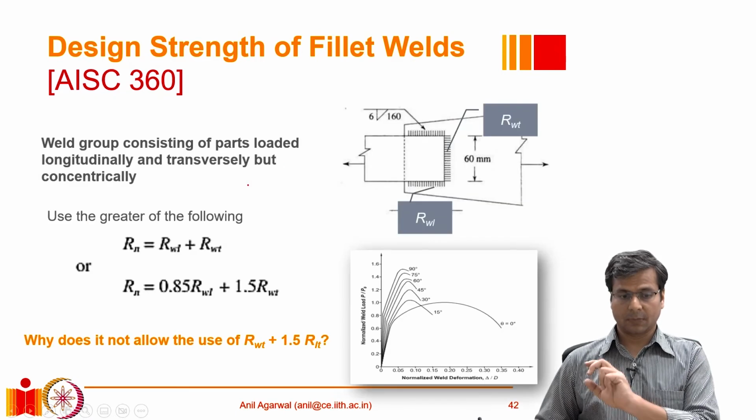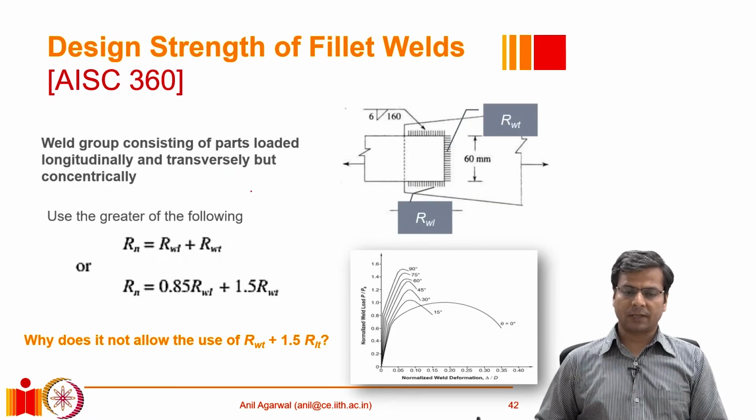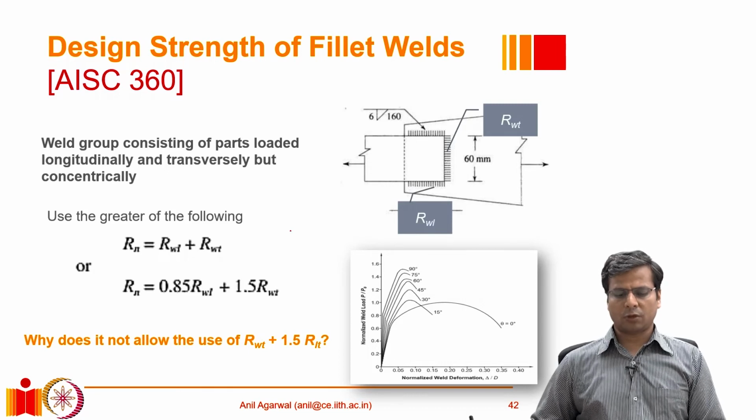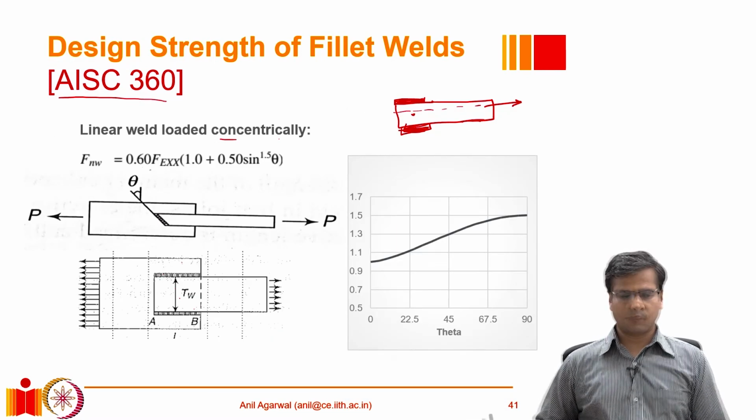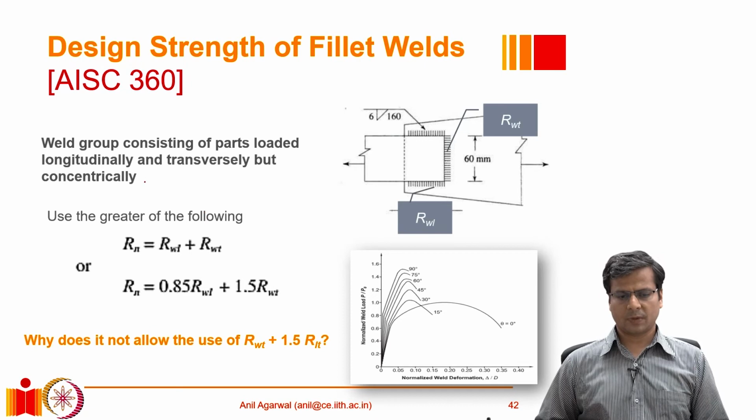However, there could be another situation. Unlike the previous case, where these welds were placed symmetrically and both of them were longitudinal welds, so they were linear welds loaded concentrically, here it is a combination of longitudinal and transverse. If we have such a situation, then we cannot use this equation. In such a situation, a portion of the weld is longitudinal and a portion of the weld is transverse in comparison to the direction of loading, which is the case here.